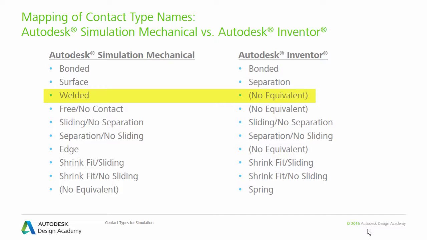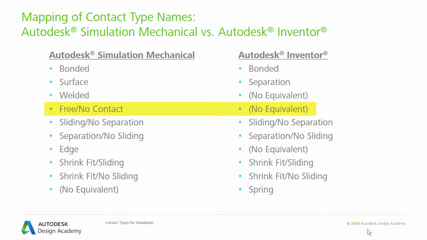However, you can suppress automatically generated contact between two surfaces and define explicit contact pairs between only the edges of one surface and the adjacent surface to produce the same effect in Inventor. There is also no equivalent in Inventor for the free, no contact type, which can override a default contact condition for specific pairs. To achieve the same effect in Inventor, automatically detect contact pairs but then suppress the contact pair between the parts or surfaces that you do not want to interact.